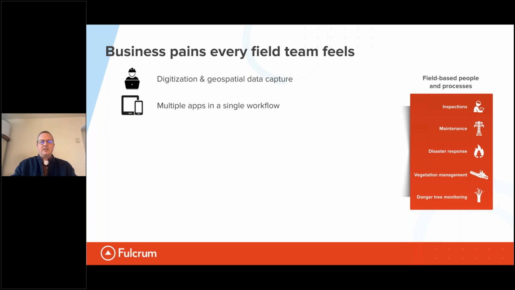And then you've got a different app that you use for managing inventory, and you've got a different app that's used for managing your maps. All of those different apps in a single workflow make things very complicated for that person out in the field.